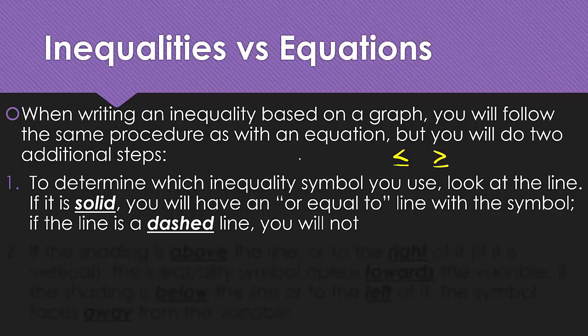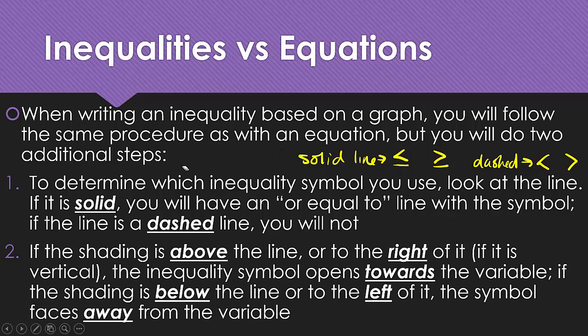If the line is dashed, it's going to look like that or that, so no line underneath. So a solid line looks like this, and a dashed line, you guys might call it dotted, but it's actually dashed, looks like that. Okay, now as far as with an inequality, there's going to be shading either above or below or to the left or to the right of the line.